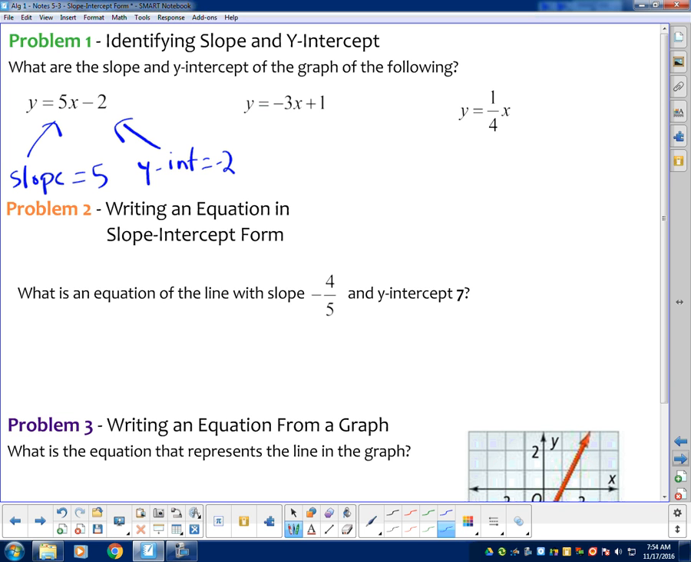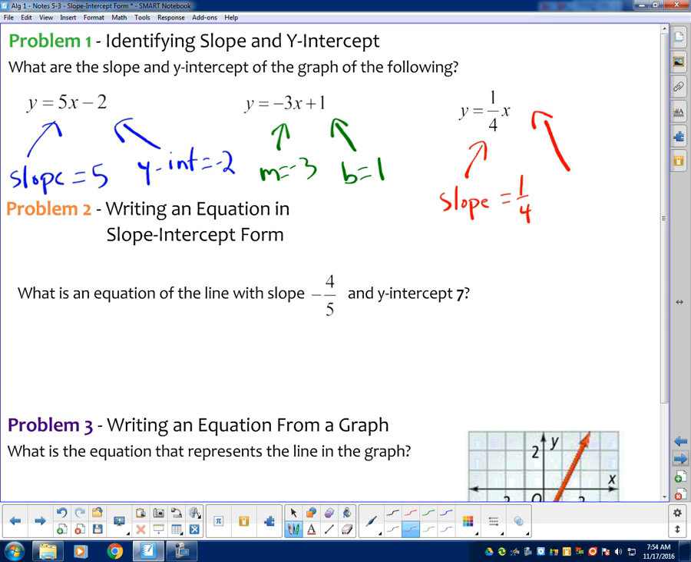And this one, my slope, sometimes we'll refer to slope as m equals negative 3, and my y-intercept, or b, equals 1. So sometimes we'll use m to represent slope, and then b to represent the y-intercept, at least the y-coordinate of the y-intercept. And the last one, we have a slope, or value m, equal to 1/4.